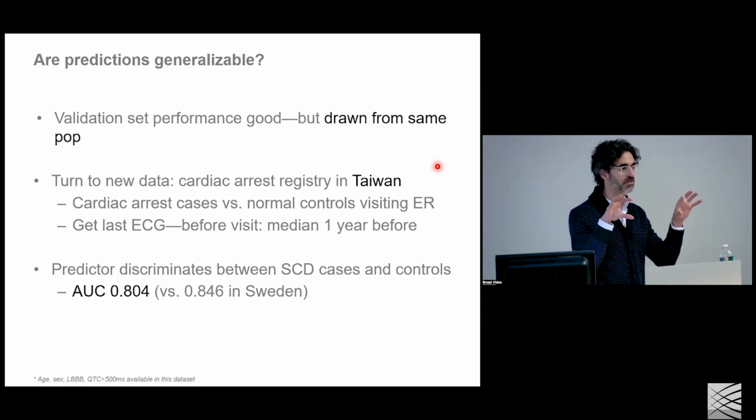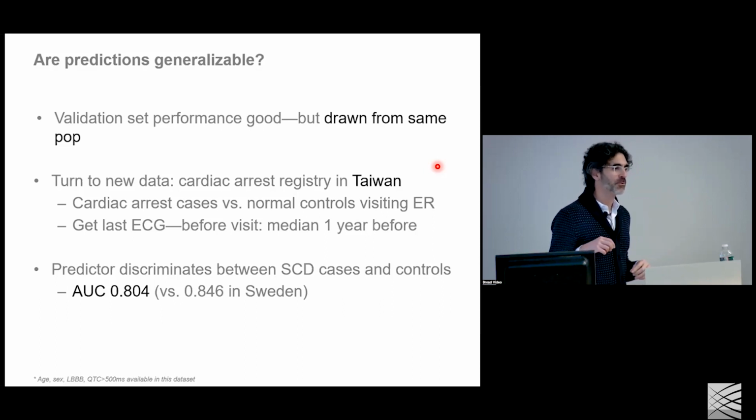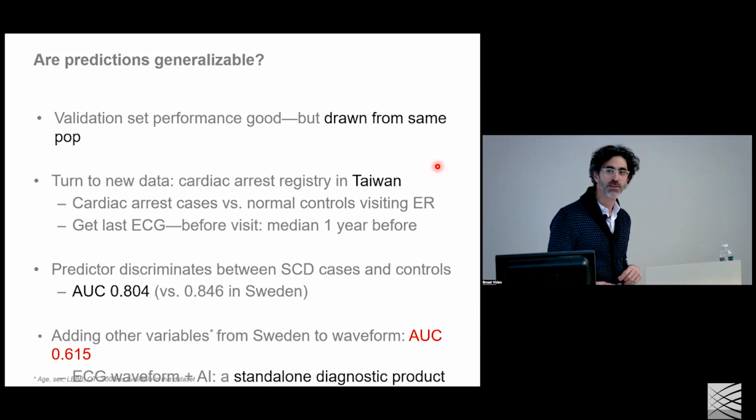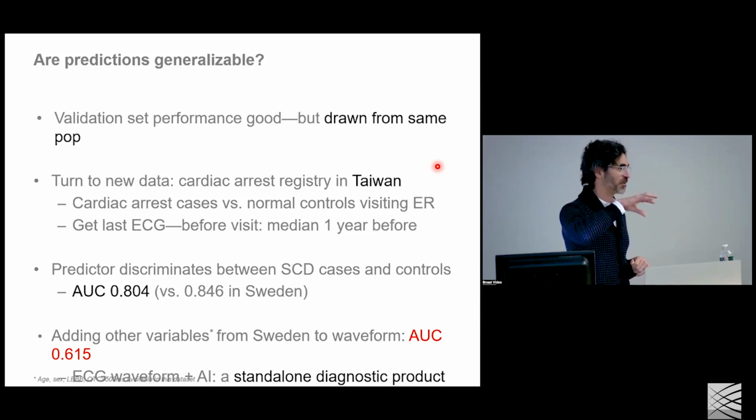So there are some variables that overlap between our Swedish data and this Taiwan data set. It's not perfect, but there are a few variables that overlap. In the first iteration of this work, we actually took the age and the sex and a couple of other things that were in that shared set, and we froze the weights from Sweden. We trained using those things, we froze the weights, and we applied it to Taiwan. And when we did that, the AUC was much lower, which was quite surprising, but quite interesting as well, because it means that even though that model did better in our validation set in Sweden, it did much worse when we transferred it outside of Sweden.